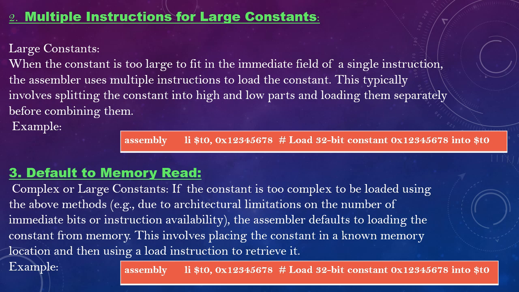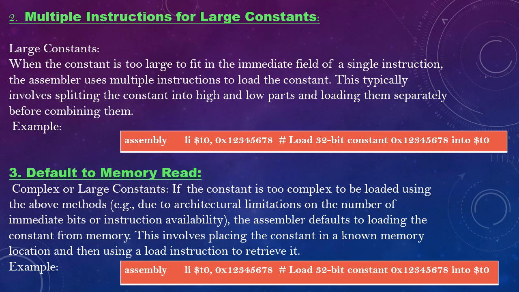Second, multiple instructions for large constants. We have to see large constants also, right? When the constant is too large to fit in the immediate field of a single instruction, the assembler uses multiple instructions to load the constant. This typically involves splitting the constant into high and low parts and loading them separately. So we split the constant into two different parts, higher part and lower part, and they will be loaded separately, as given in the example here.